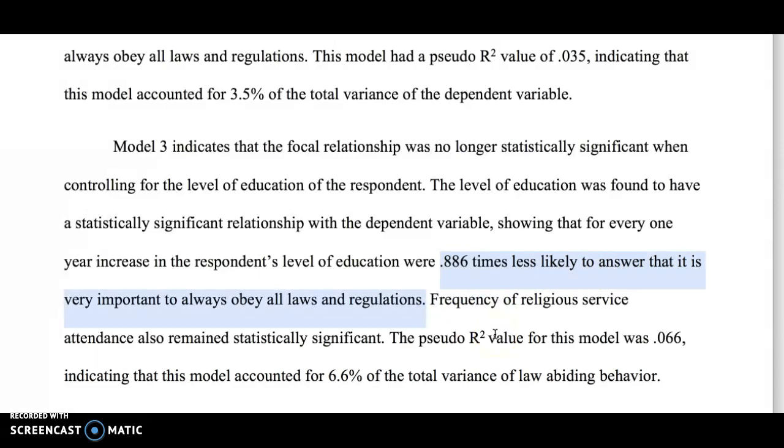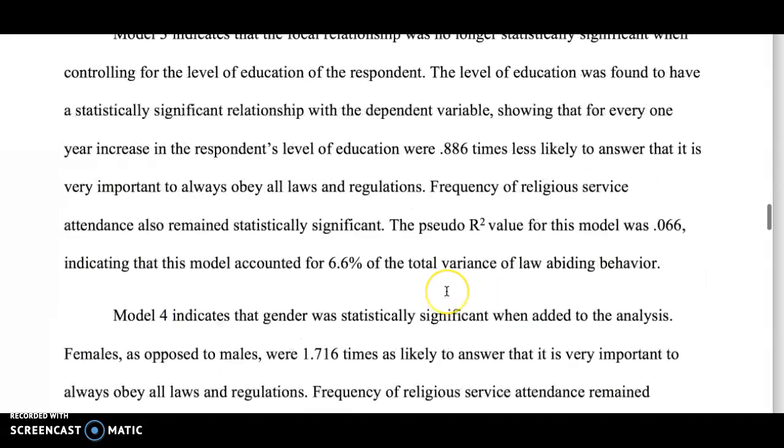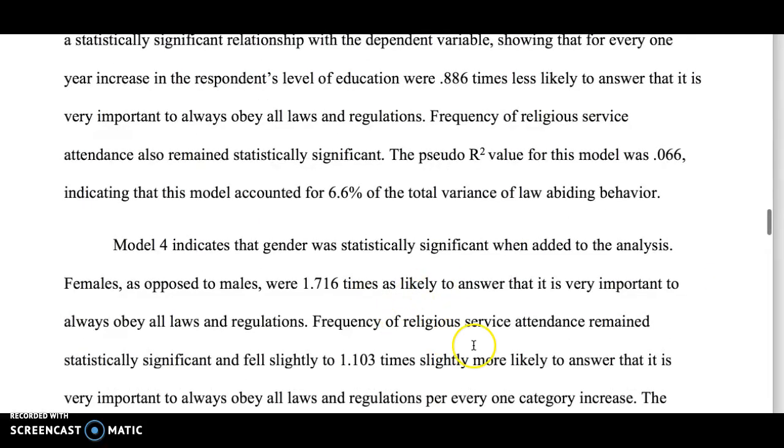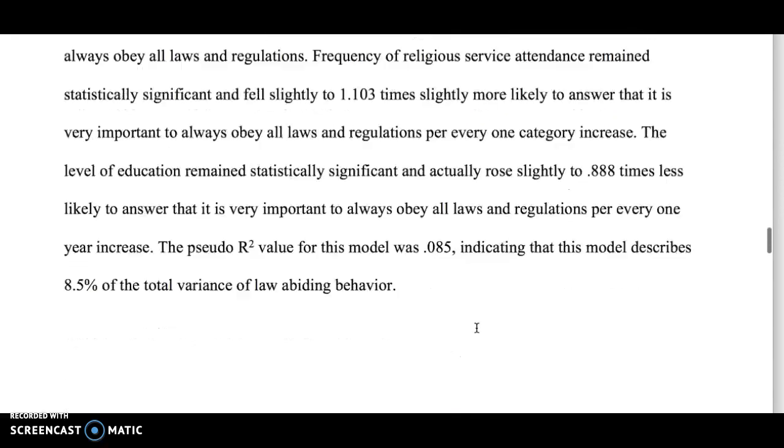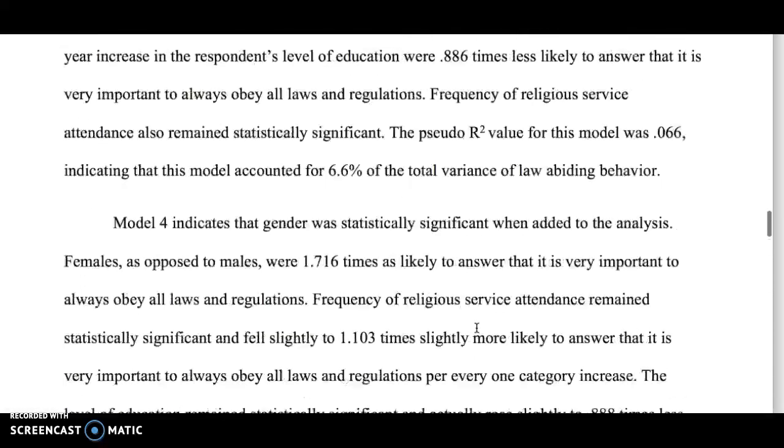Huh, that's kind of interesting. So the more educated you get, I guess the more rebellious you get, or you question the law. I don't know. And so forth. So you just use that kind of language to describe the result, and you want to, again, try not to be too redundant with what you say, and you can use the example to power through that a little bit.